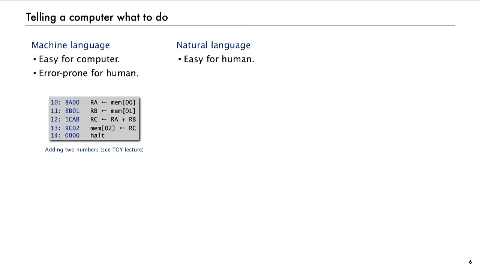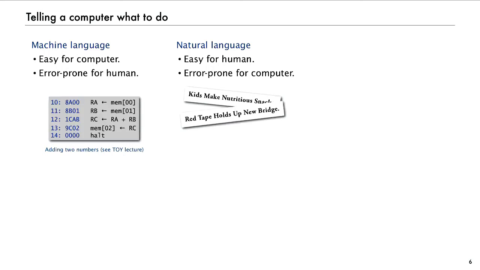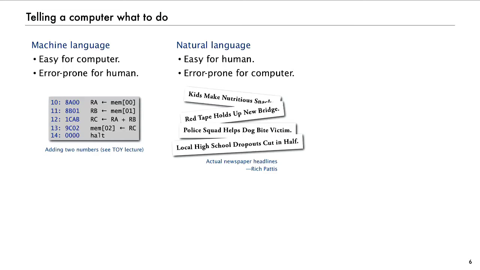There's natural language, as I mentioned. That's easy for the human, but that's pretty error-prone for the computer. And there are plenty of great examples of that, just getting the computer to understand what you're saying. Kids make nutritious snacks. Red tape holds up new bridge. Police squad helps dog bite victim. Local high school dropouts cut in half. These are actual newspaper headlines, and you can imagine the challenges felt by researchers trying to get the computer to understand natural language like this.